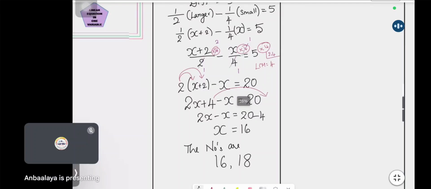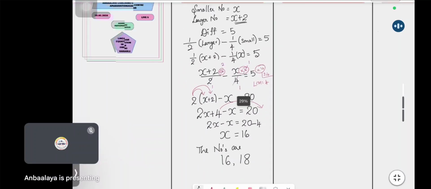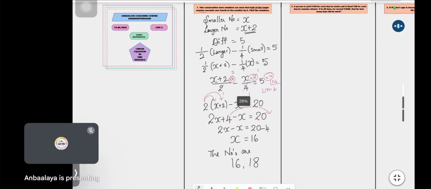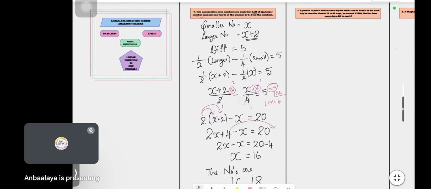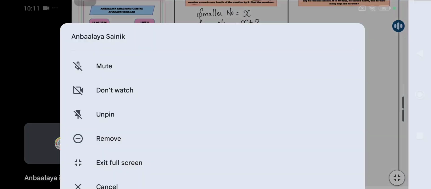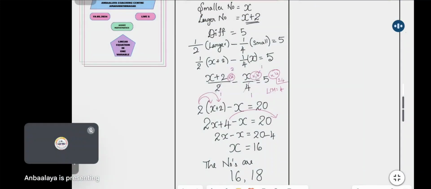Very good. Okay, you can take a screenshot of this one. Is it visible to you? Or do you want me to show half? Is the full question visible, or should I show the first half and second half, ma'am? Visible, ma'am. Okay, if you have taken the screenshot, please give a thumbs up.